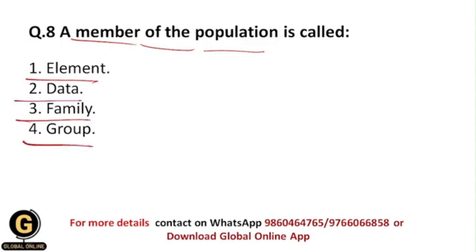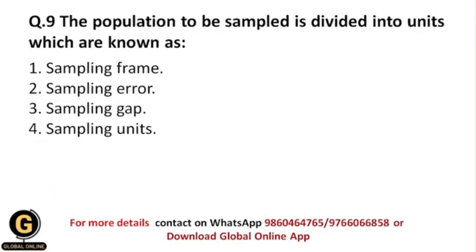So now all of you understood that whenever there is a member of the population, then obviously it is either called a unit or element, and that's why your correct answer should be 1. Okay, the population to be sampled is divided into units which are known as. So whenever a population that would be sampled in future is divided into different kinds of units, what are those called?